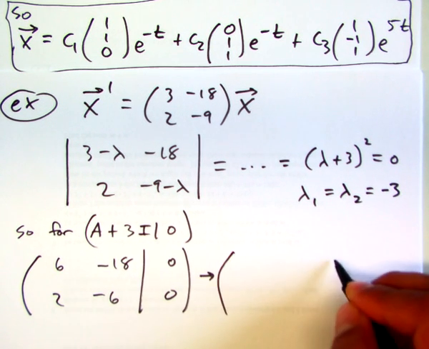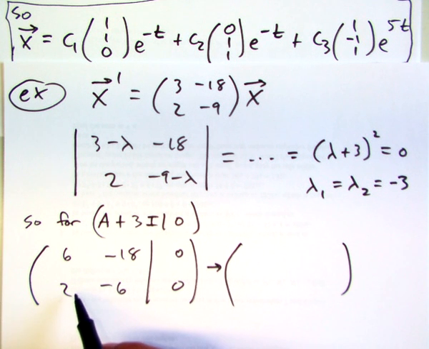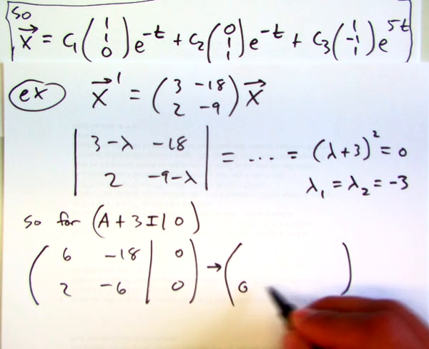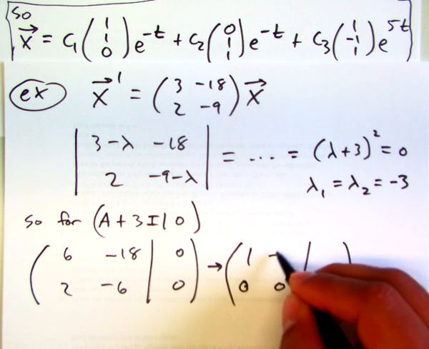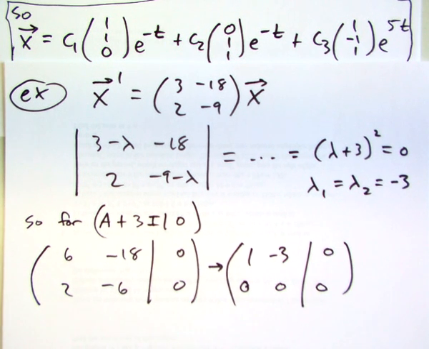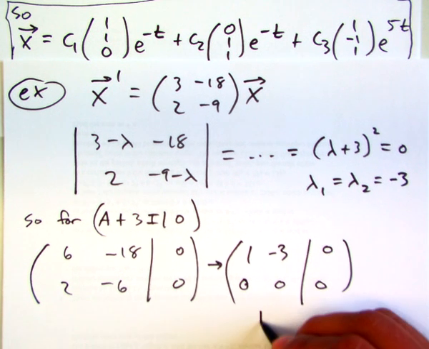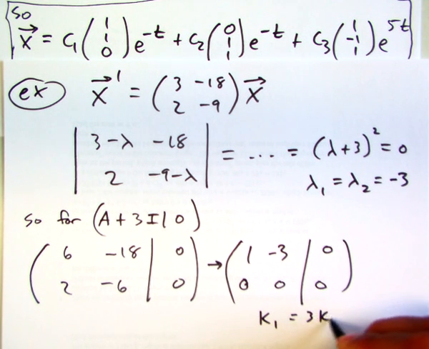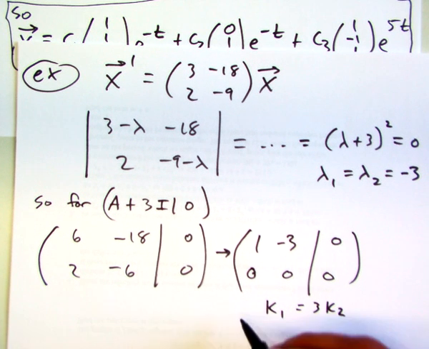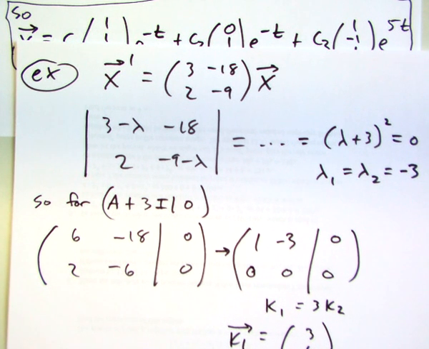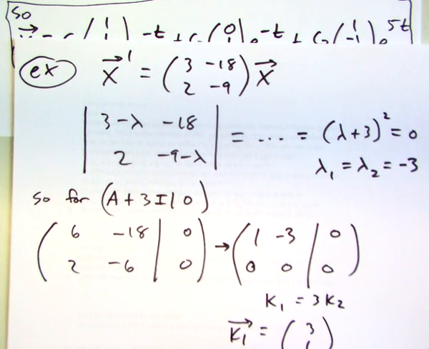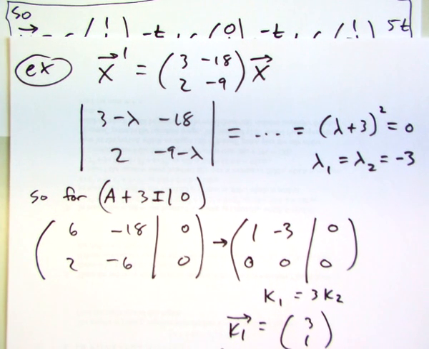Not very hard to see that row 3 is exactly a third of row 1, so you can eliminate that easily. And then if you multiply by a sixth, you get 1, negative 3, 0 for the top row, which tells us that k1 has to equal exactly 3 times k2. So our first eigenvector, if I let k2 be 1, I get 3, 1.